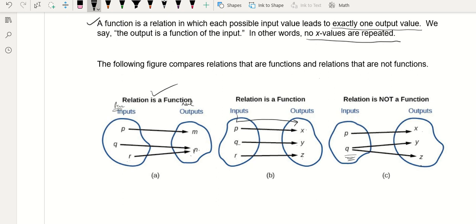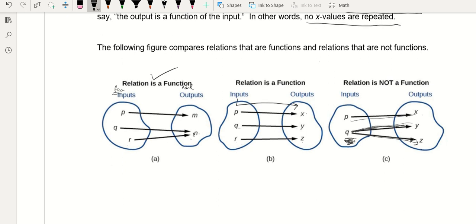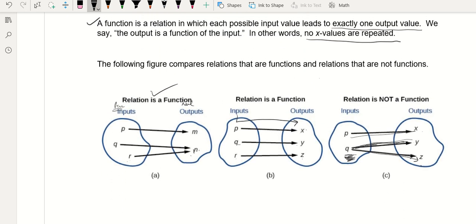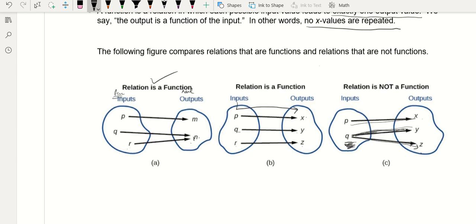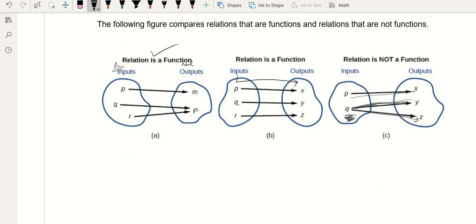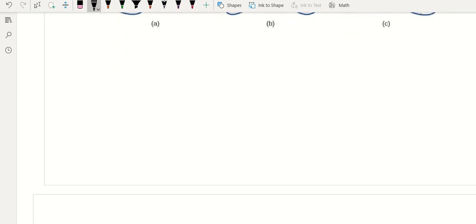If we take a look at it, we have P goes with X, Q goes with Y, Q goes with Z. Now, if we notice, this Q is starting to repeat because Q not only goes with Y, but Q also goes with Z. So that is an example of not a function. Anytime your x values repeat, it is not going to be a function.